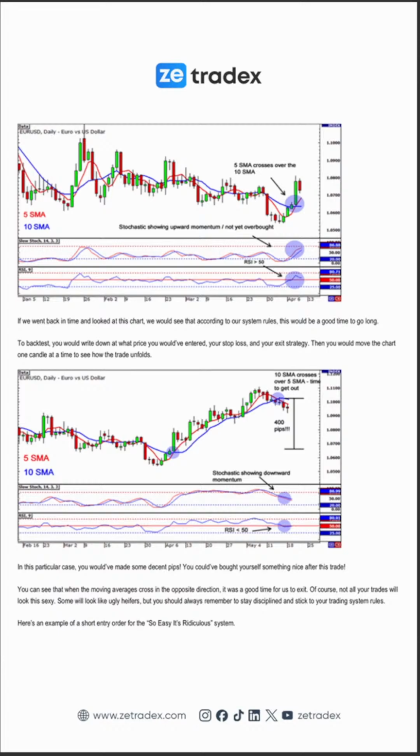Some will look ugly, but you should always remember to stay disciplined and stick to your trading system rules. Here's an example of a short entry order for the So Easy It's Ridiculous system. Next page, please.